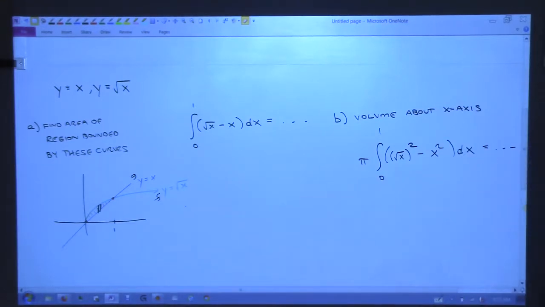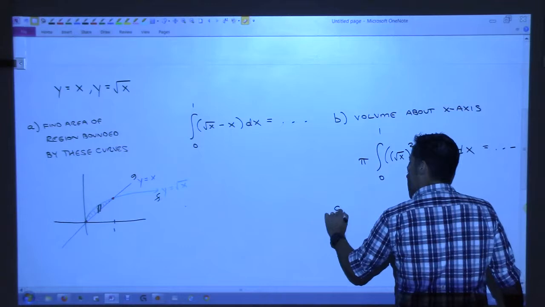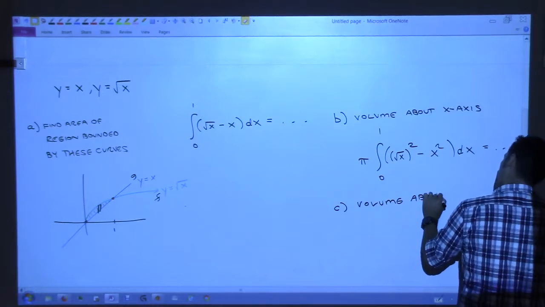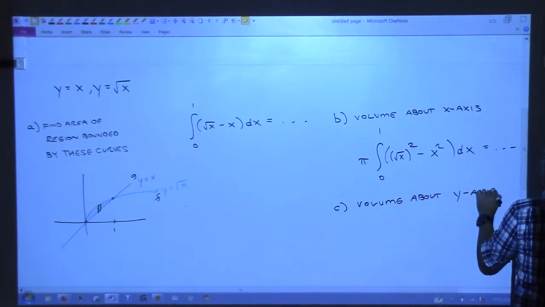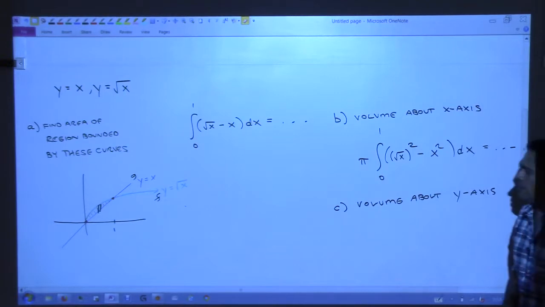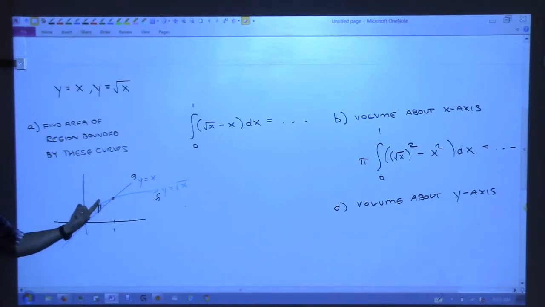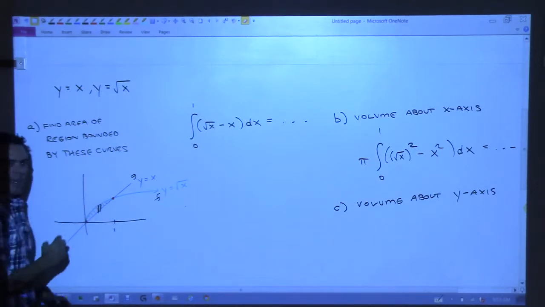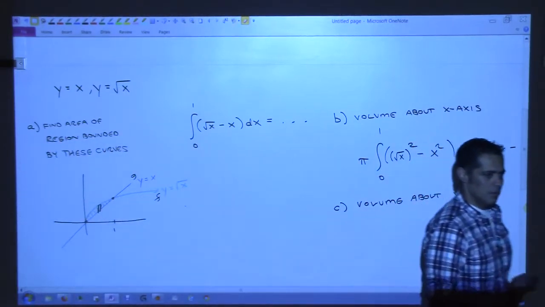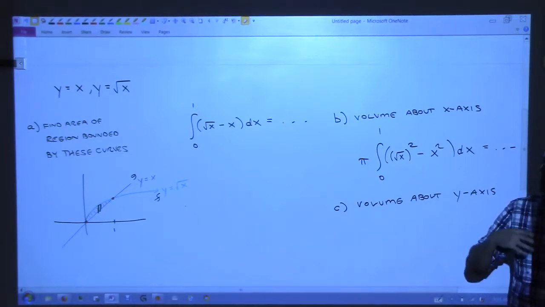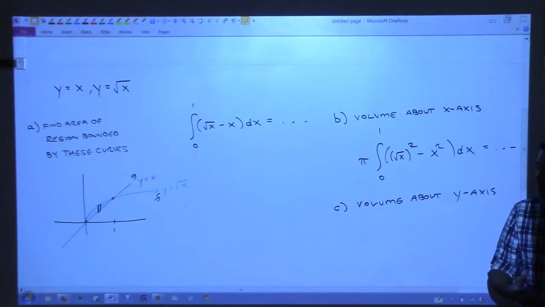Okay, we ready? Part C. Volume about the y-axis. Now, we didn't talk about this. Will this give us the same volume? Like if we wrap this around the x-axis, we're going to get a volume, right? If we wrap it around the y-axis, do we get the same volume? Not in general. In general, no. Sometimes, if the geometry is just right, it will be the same volume. But generally speaking, you get a different volume depending on which axis you go around.